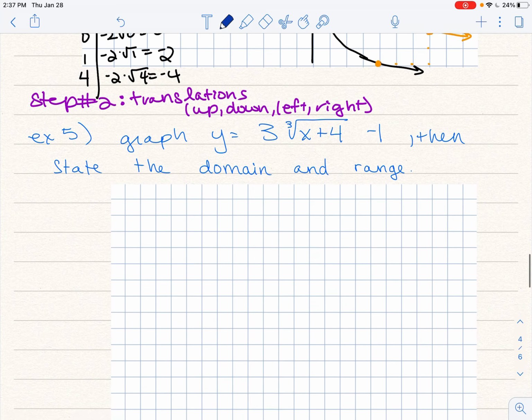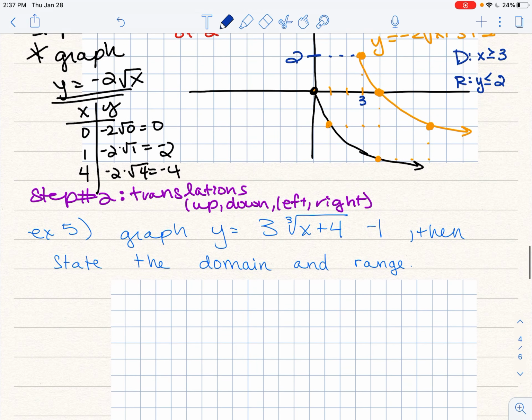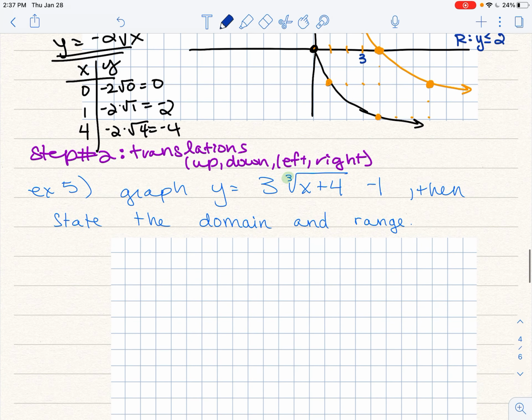All right, last example. We're going to do this one again, and it's the same steps as before, but this time we're going to practice it with the cubic function. So again, we're going to do step 1. Well, actually, before we do step 1, let's break this down so we know what's going to be happening here.